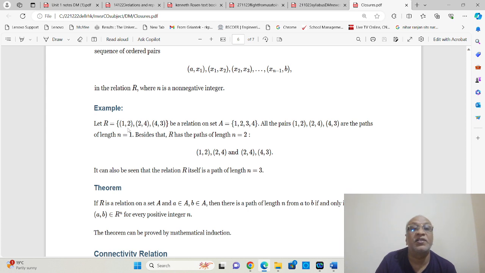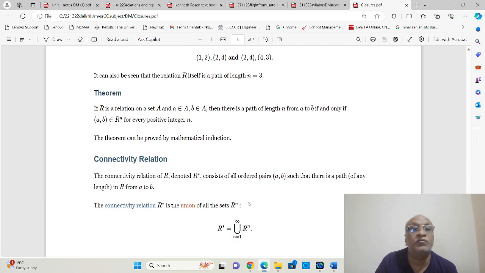Same thing, we'll take, let us say, this is my set 1, 2, 3, 4 and this is my relation 1, 2, 2, 4, 4, 3. So now these are the pairs 1, 2, 2, 4, 4, 3. These are the paths also, but their length is 1. But we also have pairs like 1, 2 and 2, 4 of length 2. And there is also a path 2, 4, 4, 3, and length is 2. But the entire relationship has the path length of 3. So the value of n is 3.